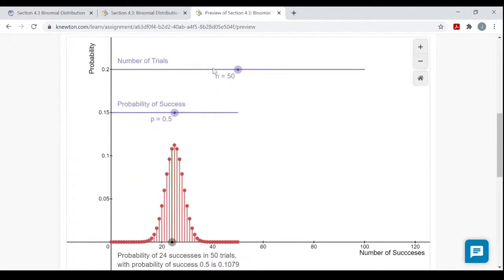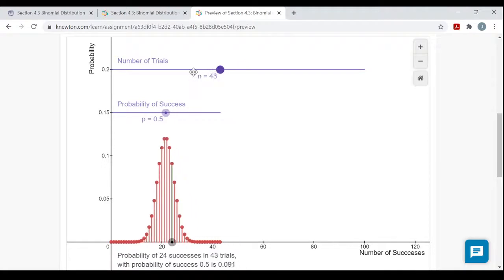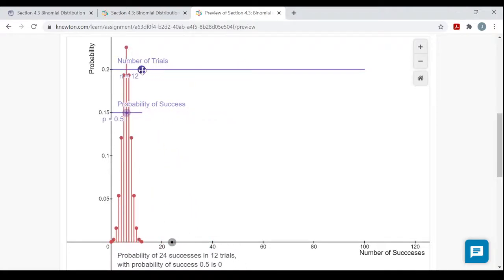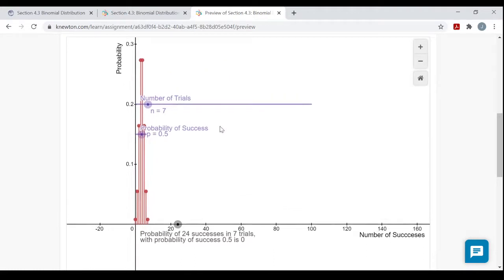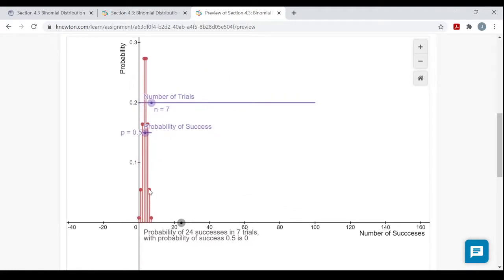All right, so I'm going to go down. Remember, there were 7 trials, so I'm going to move n down to 7. And zoom this out a bit, move it up. So you see there's only 7 bars, 1, 2, 3, 4, 5, 6, 7. Well, there's 8 actually, because from 0 to 7 would be 8 values. So there are 8 bars.